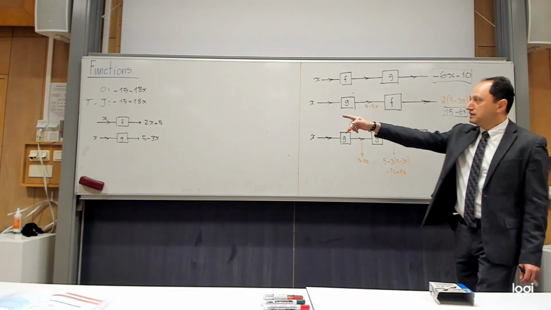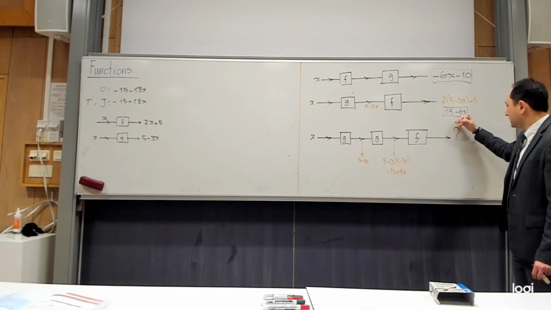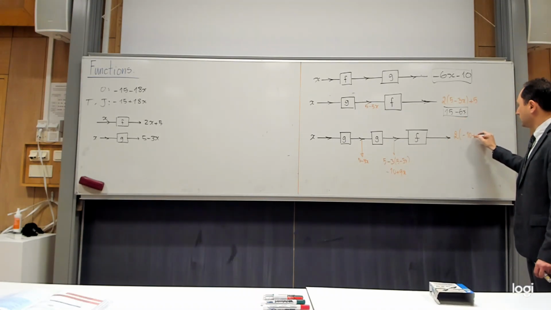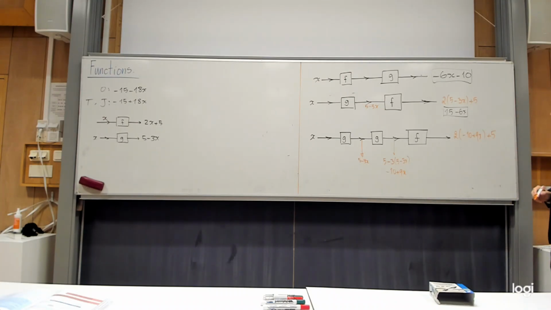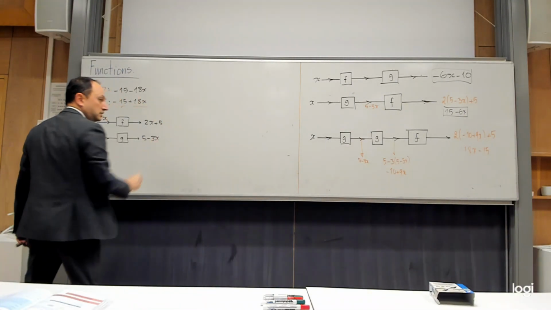The machine f multiplies the input by 2 and then adds 5. So what happens is it becomes 2 times minus 10 plus 9x plus 5. And then of course I will try to simplify that. It becomes 18x minus 20 plus 5, which is minus 15. It's 18x minus 15, or minus 15 plus 18x, they are the same.